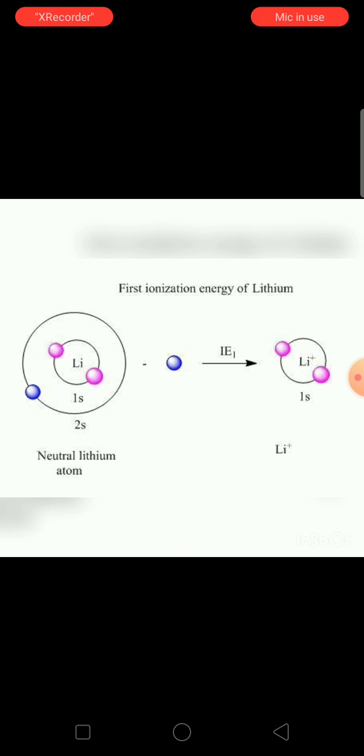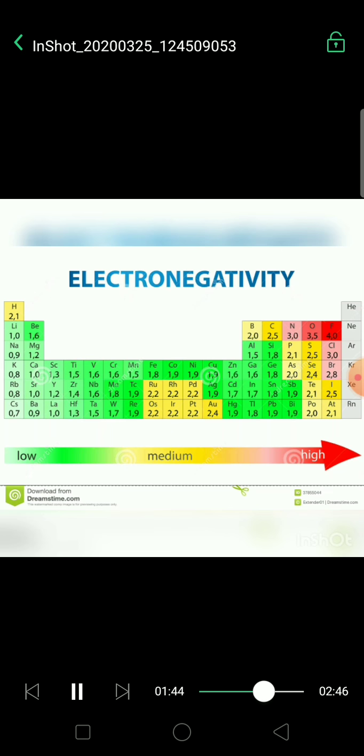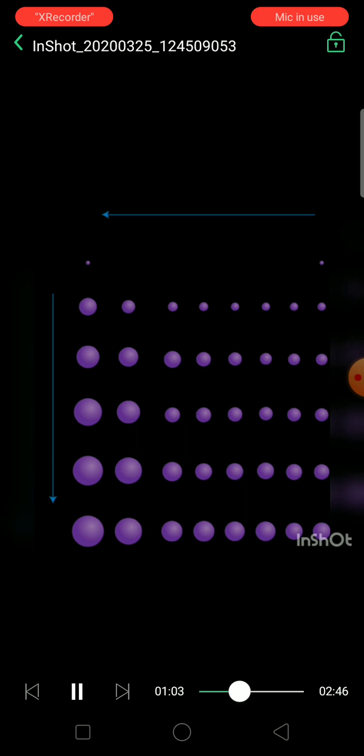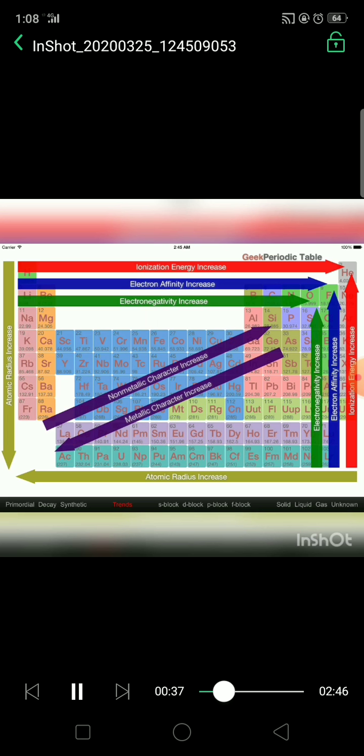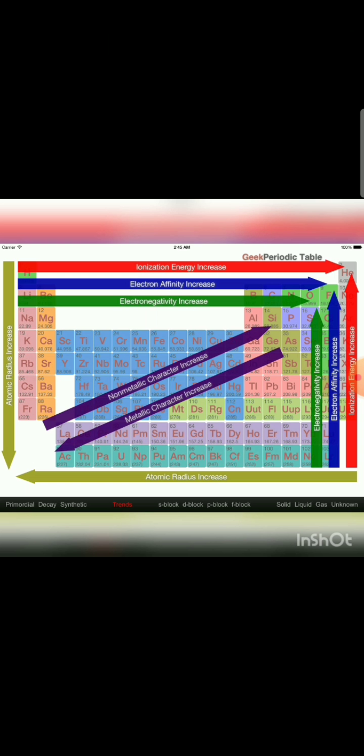Then coming to its trend, you can see the ionization energy, as I said, the red color arrow mark. Ionization energy goes on increasing across the period. The arrow shows the increase in ionization energy, because as I said, atomic radius decreases. When atomic radius decreases, the electrons in the outermost orbit are dragged towards the nucleus. So the energy required to remove that electron is very high. So the ionization energy increases across a period.